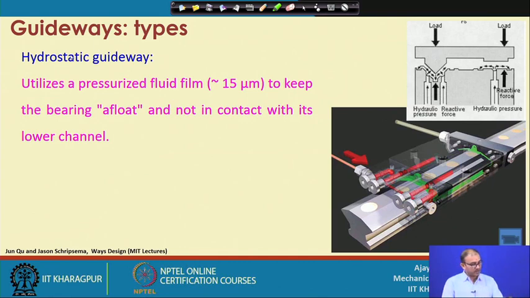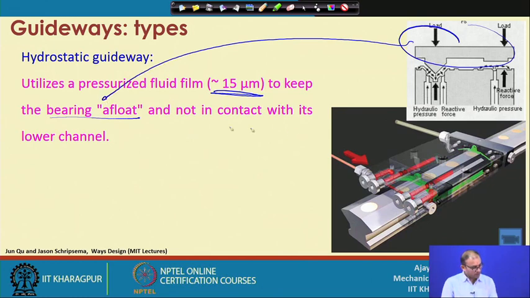There is another thing, the hydrodynamic guideway, where when you rotate a particular component, called a rotor, it will create the film depending on the rotation. But that is in a dynamic condition, and what we are looking at right now is the hydrostatic guideway. So, it utilizes a pressurized liquid film of about 15 micron to keep the bearing afloat. Bearing afloat means this part is not in contact with the lower channel. So, this lower channel is this one.